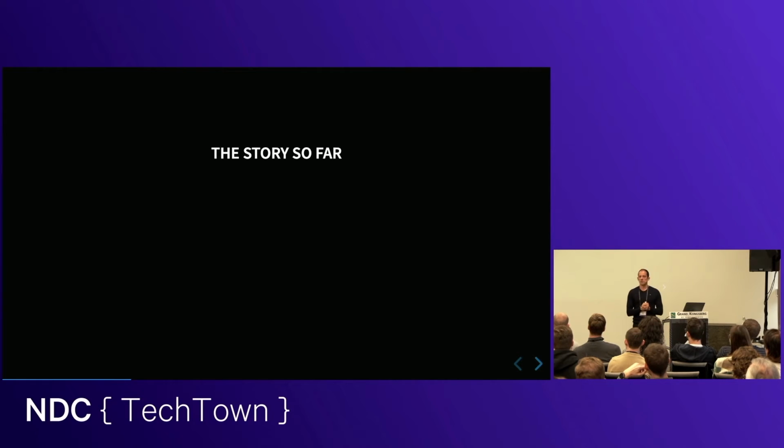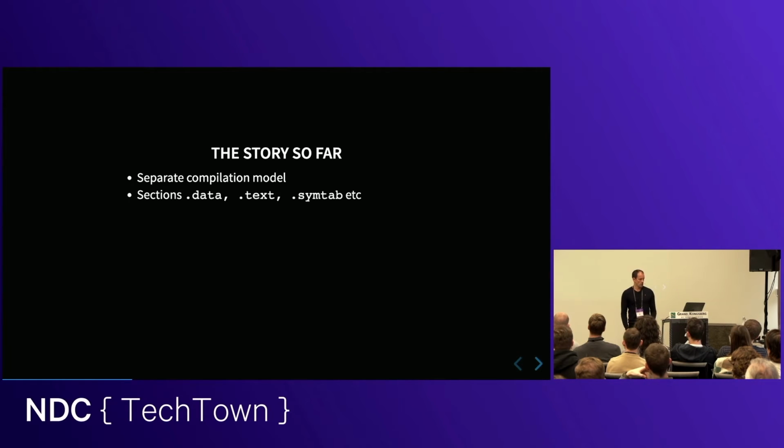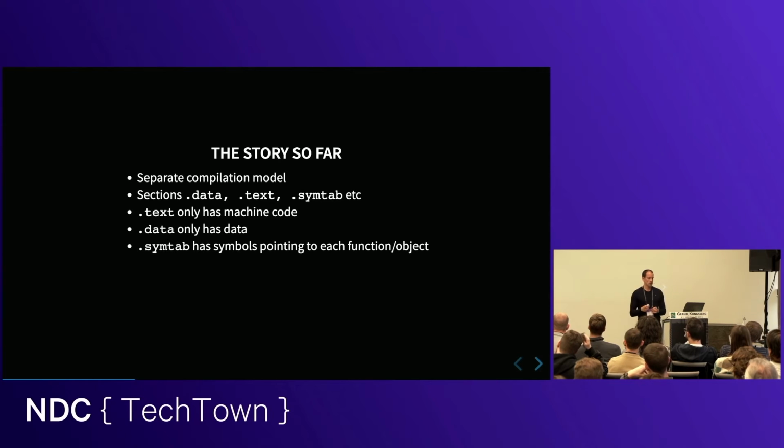So the story so far from the introduction is that we have a separate compilation model. All of your C and CPP files are compiled in isolation. They can't look into the other ones. We've seen that we have sections like data for the globals, text for the code, symtab for the symbols, and so on. And there are at least 20 of them. Text only has machine code, so no metadata, just the code that goes on your CPU. Data only has the global data. And then .symtab has symbols pointing to each of these functions and objects in the other sections.